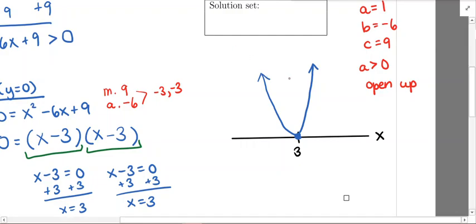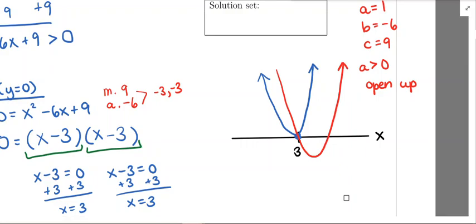If you had tried something else, like what I'm doing in red, why is this wrong? Well, because if you drew it like I did in red, then you would have two x-intercepts. Yes, x equals 3 would be an x-intercept, but then there's another x-intercept over here, and you can't have that. So when you draw this parabola, the correct way to draw it is like I have in blue, where it touches the x-axis in just one spot.